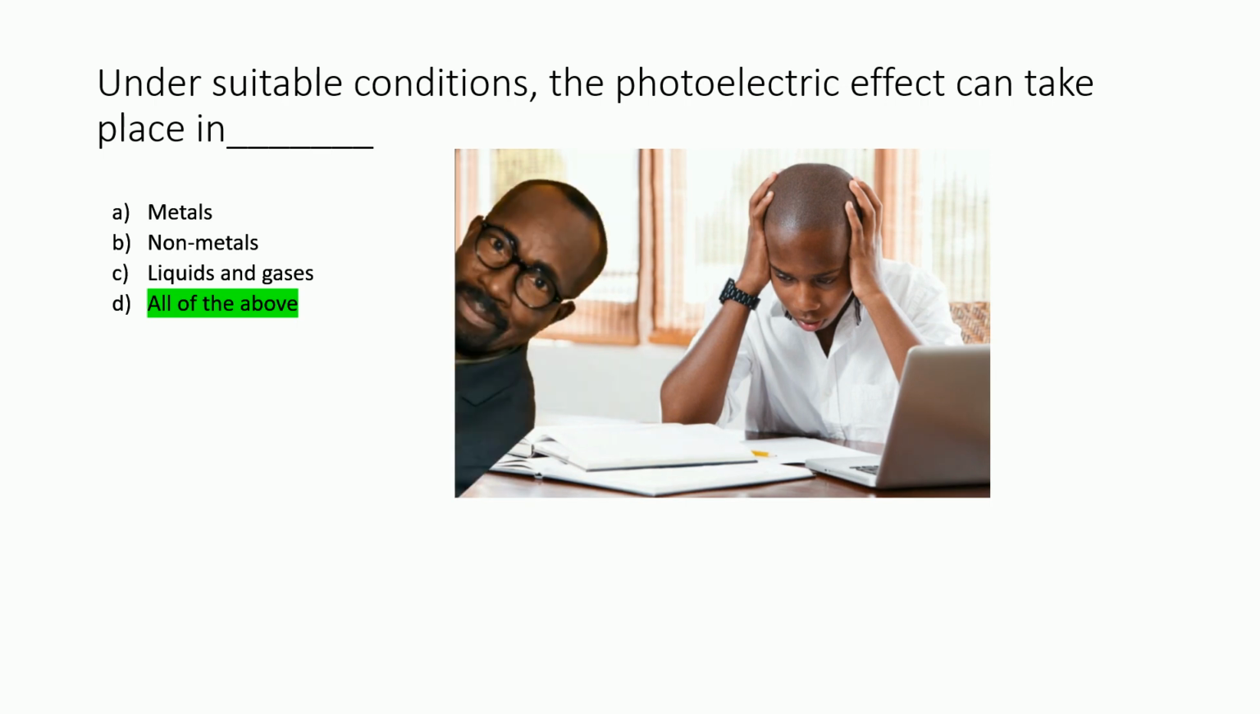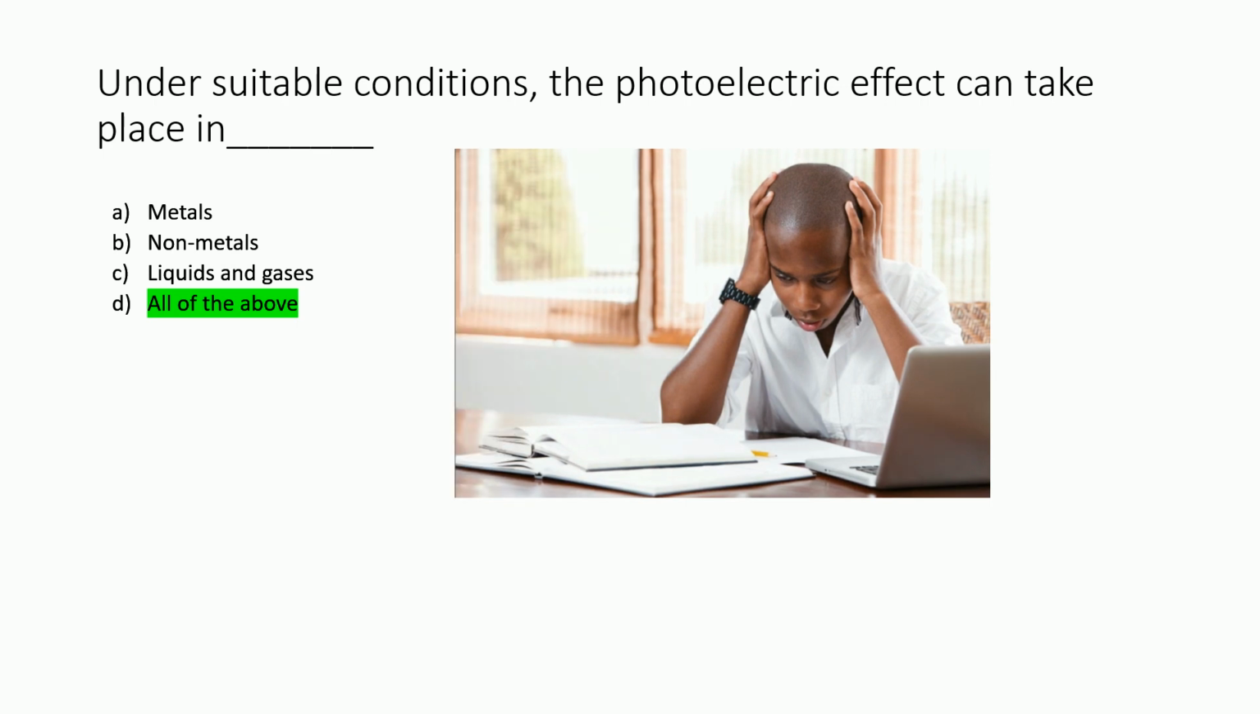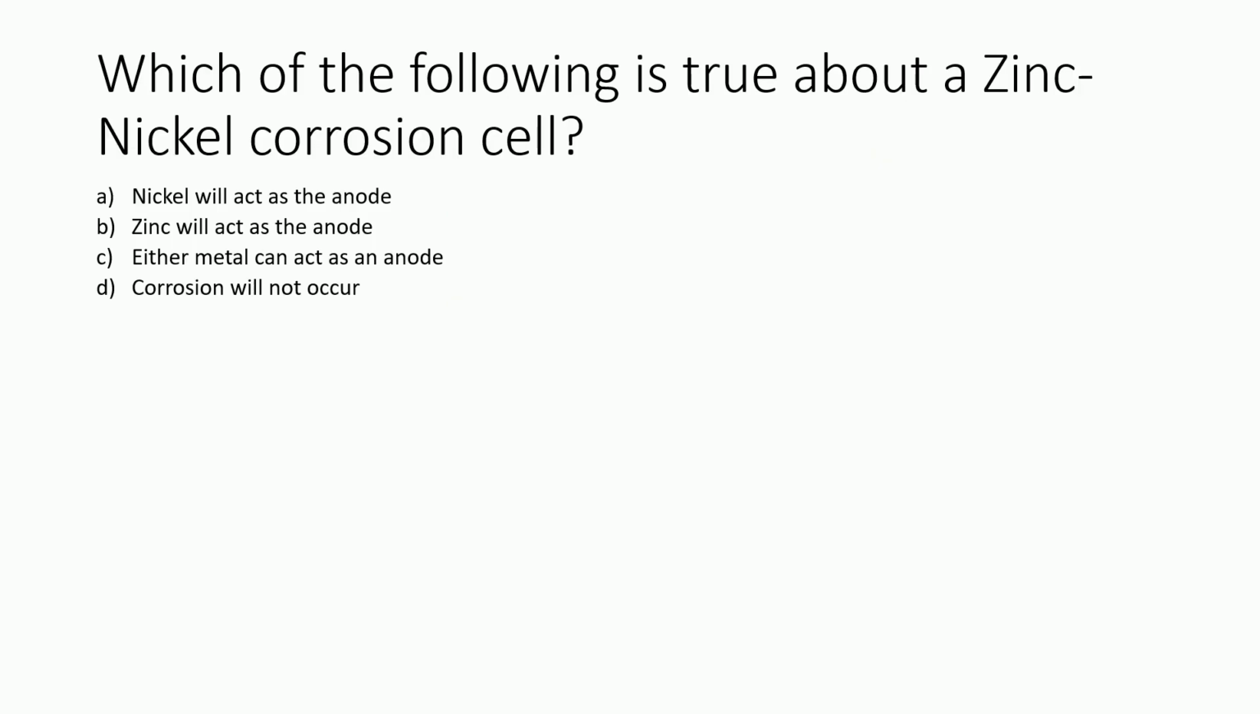All right, so here's one you're definitely going to see several of on the FE. Which of the following is true about a zinc nickel corrosion cell? A, the nickel will act as an anode. B, zinc will act as the anode. C, either metal can act as the anode. Or D, corrosion will not occur.